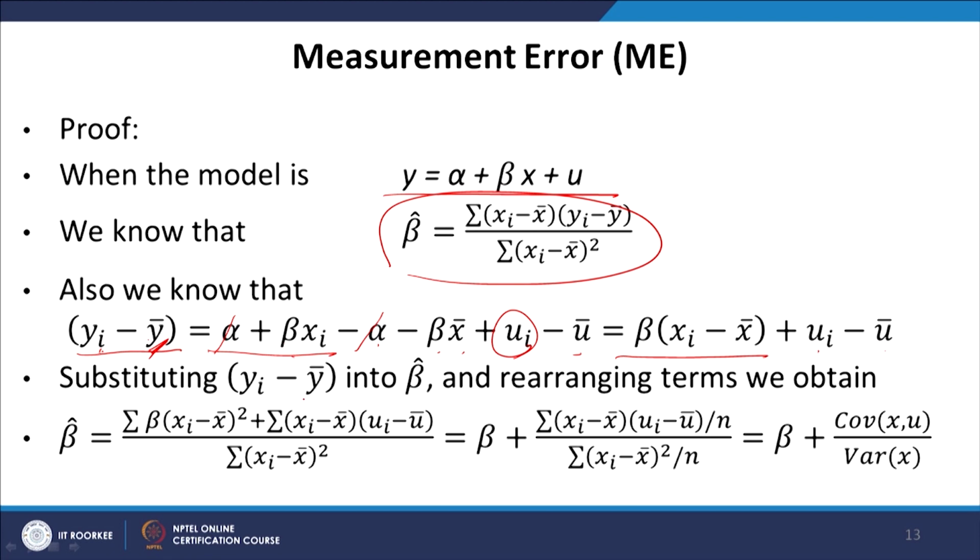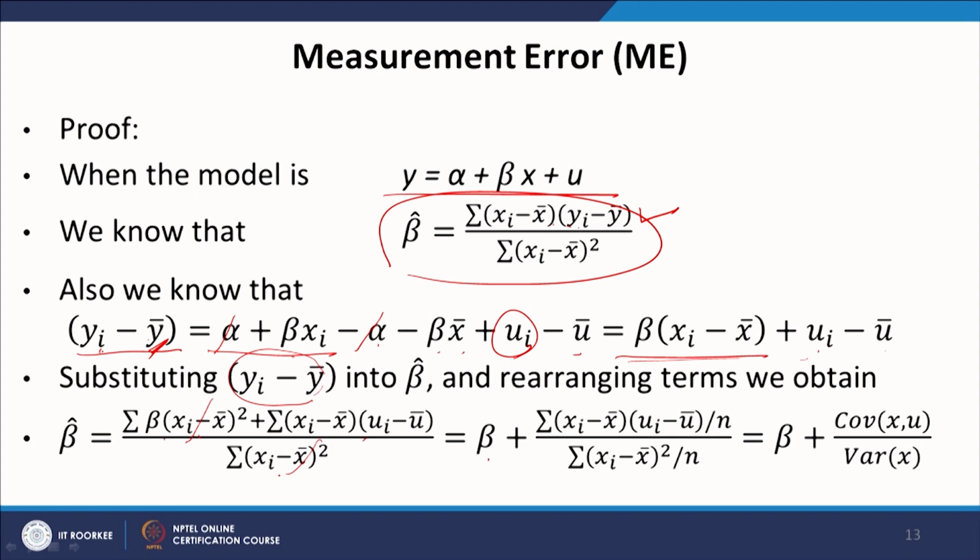Now, if I substitute this expression into the expression for beta hat and rearrange terms, then you can see that first of all I will have beta times the sum of (x_i minus x bar) squared, that is this expression put here, plus the sum of (x_i minus x bar) times (u_i minus u bar). The denominator remains as it is. These two things cancel out, so I have beta here plus the entire thing divided by the denominator.